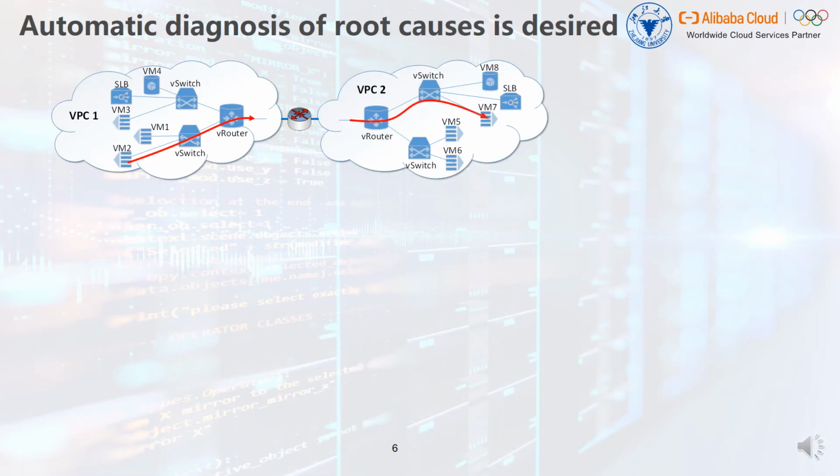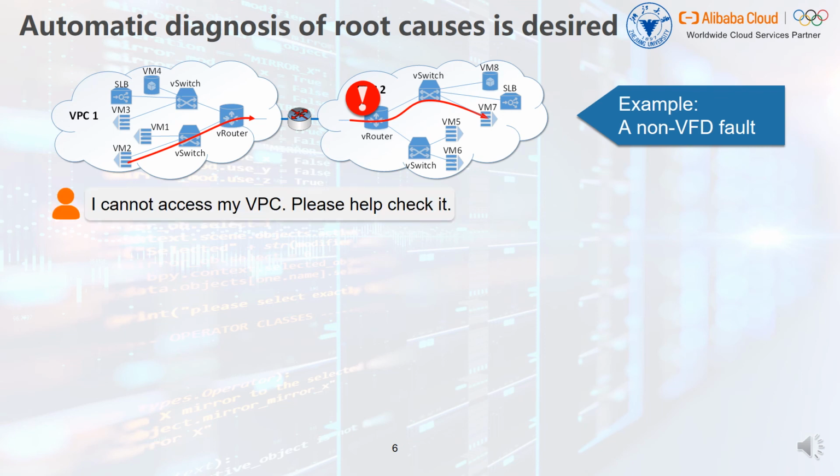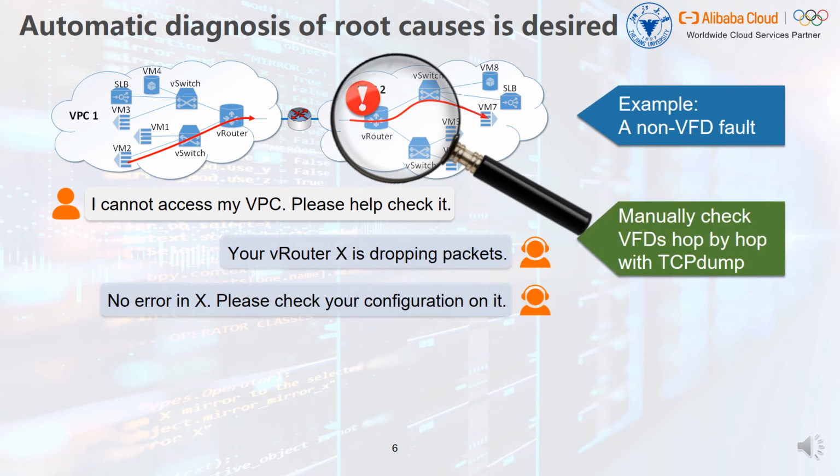When a packet loss happens in the overlay network, for example, here is a non-VFD fault on a vRouter. When tenants sense a problem, they will submit diagnostic requests, which include the information of suspected flows. Then the operations engineers of the cloud service provider will use TCP dump to manually check the VFDs traversed by those flows. As a result, for example, engineers reply that vRouter X is dropping packets, but it works well. Maybe tenants should check their configurations. Such reply is not satisfying to tenants.